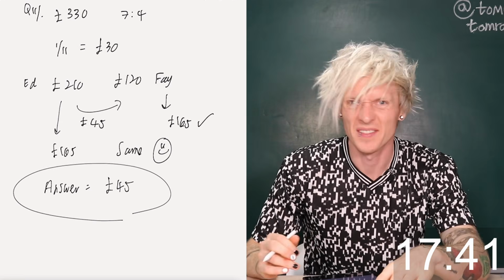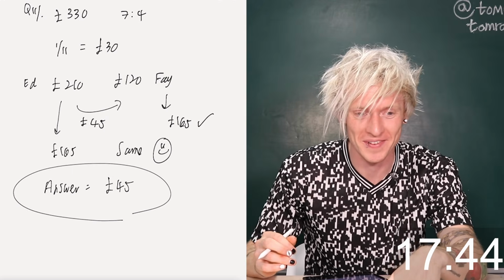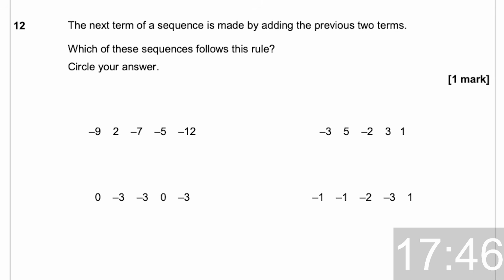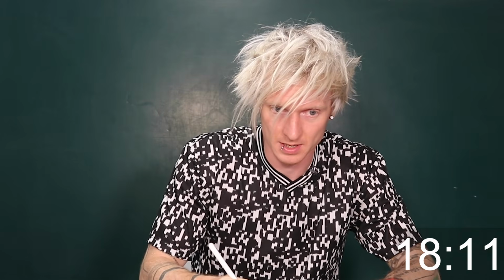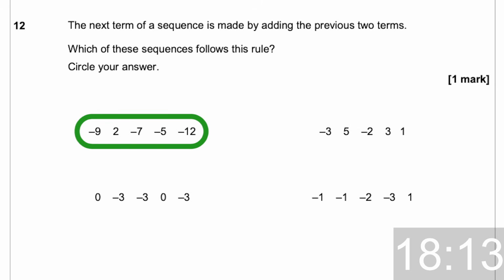Excellent. Very generous of Ed to give Faye £45. All right, sequences, question 12. This should be fun, he says, not knowing what's in store. The next term of a sequence is made by adding the previous two terms. Which of the sequences follows this rule? Okay, so -9 plus 2 gives you -7. -7 plus 2 gives you -5. -7 minus 5 gives you -12. So the first one. So the answer is -9, 2, -7, -5, -12.